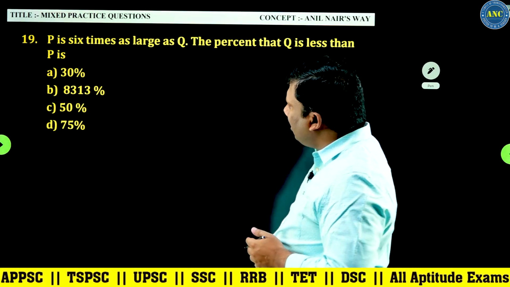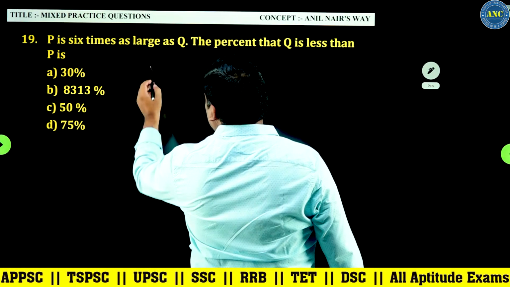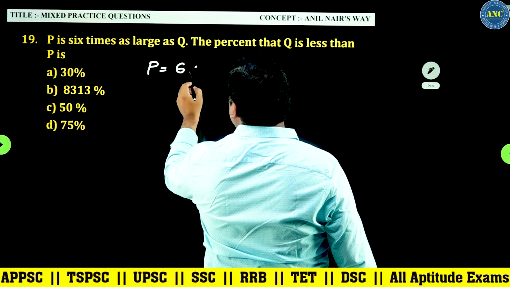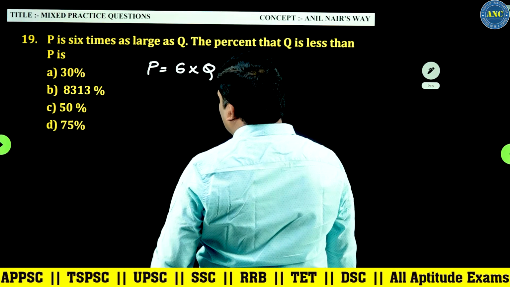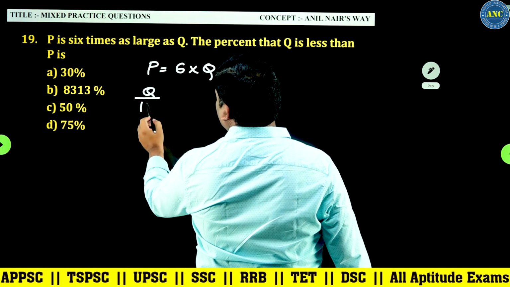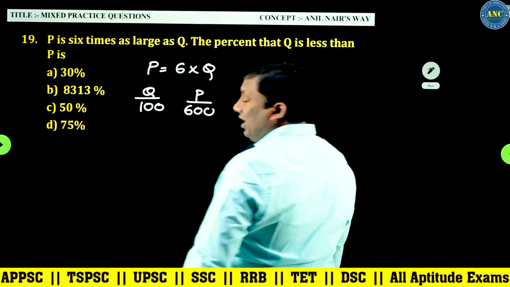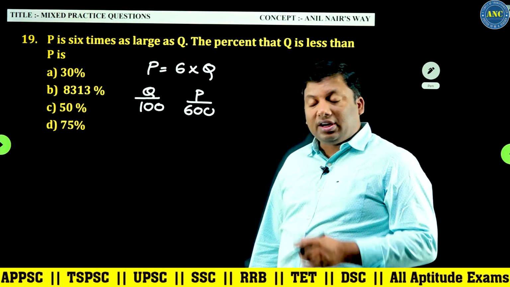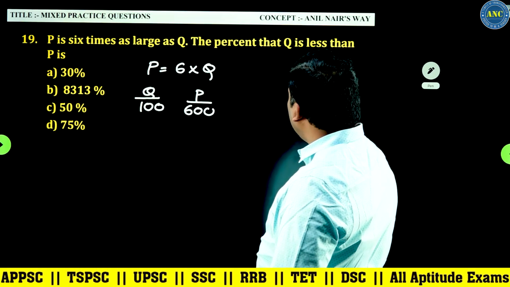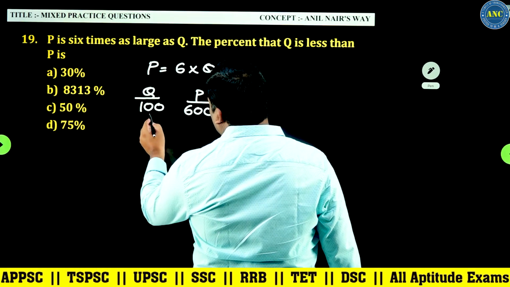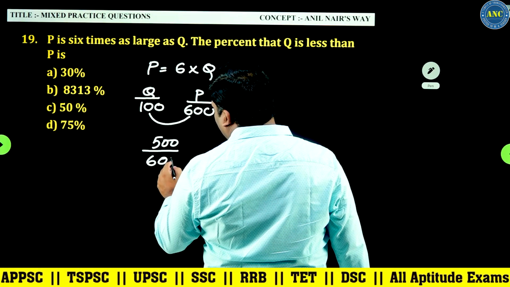Idea clear? Next one, 19th question. P is 6 times large of Q. The percentage that Q is less than P. If Q is 100, P will be 600. P is 6 times of Q. The percentage that Q is less than P: 100 is how much less than 600? 500. 500 out of 600.